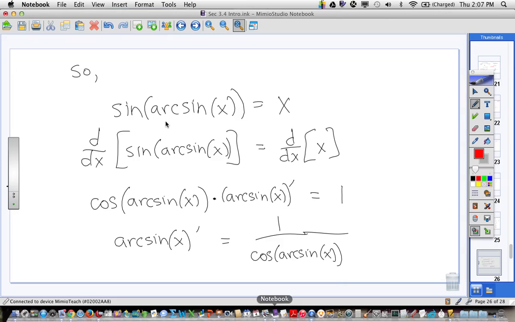So what I got? The derivative of arc sine, which is what I'm looking for. The derivative of arc sine is 1 over the cosine of arc sine x. Don't write that down. That's not our rule yet, but we're almost there. So the derivative of arc sine is that.